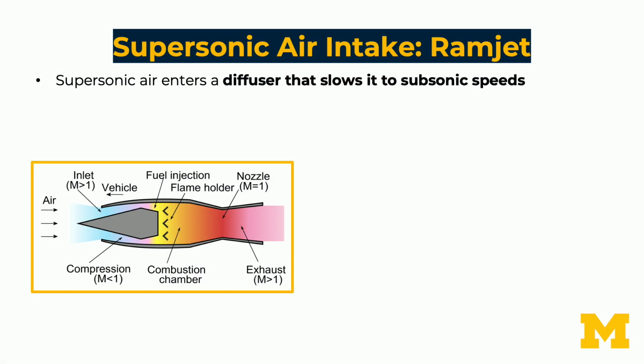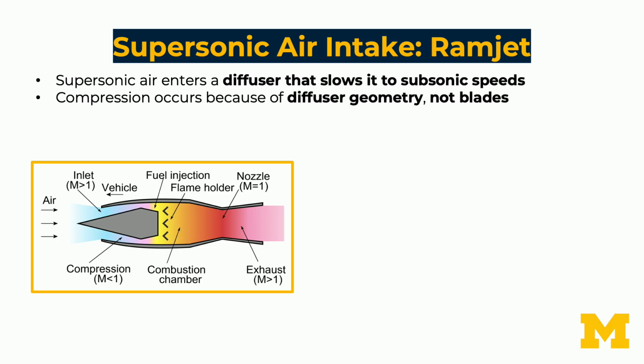And so just using that geometry, we can actually get this jet engine with no moving parts, which is really cool. It basically requires that we're going at supersonic speeds. The diffuser, so basically that's the thing at the very front, brings the air in, it compresses it, and it slows it down to subsonic speeds. Then the compression occurs. It happens because of the geometry and not because of blades.